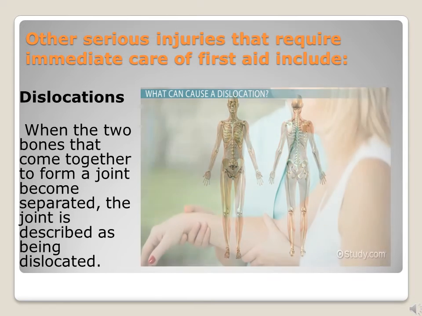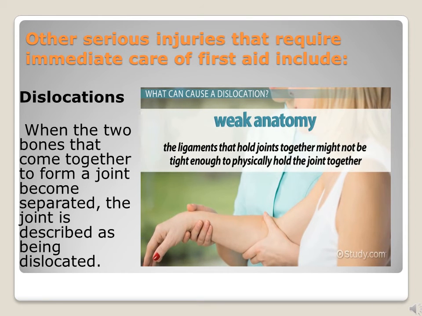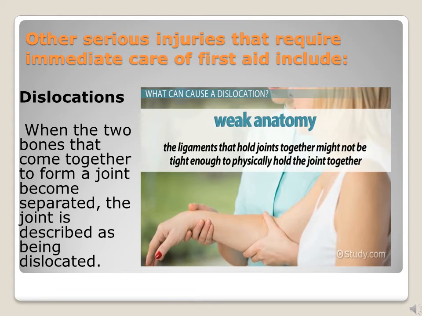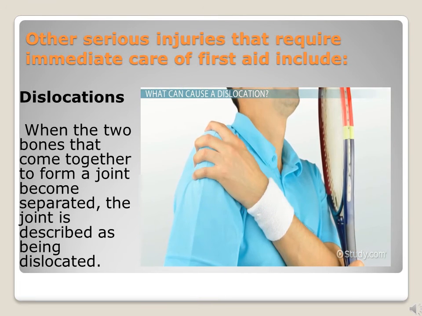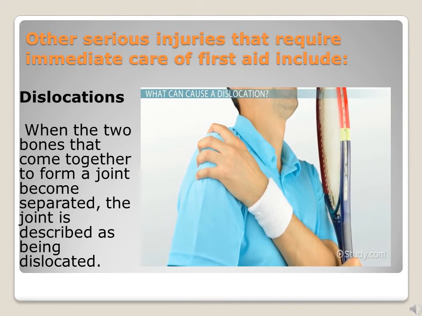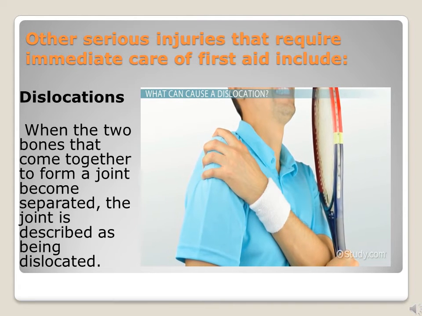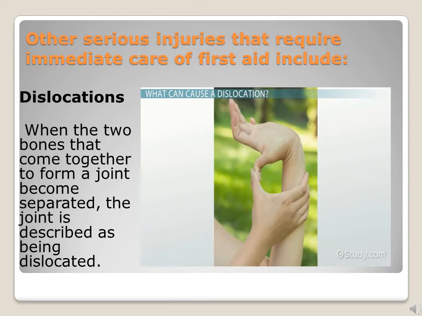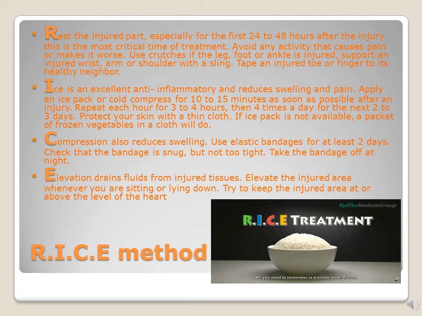dislocation injury. By nature, some people have weak anatomy, meaning the ligaments that hold joints together might not be tight enough to physically hold the joints together. This is also true of someone who has received multiple injuries to the same anatomy or joint. What exactly does this mean? It means that a person can dislocate a joint just because he was born with loose joints.